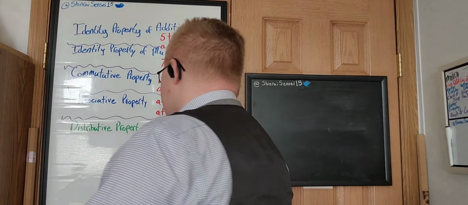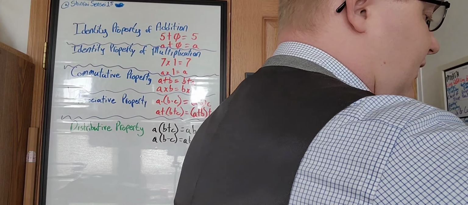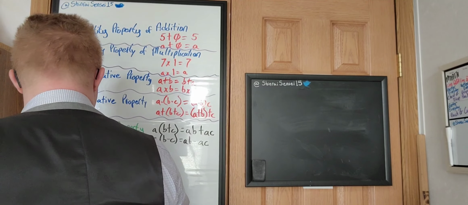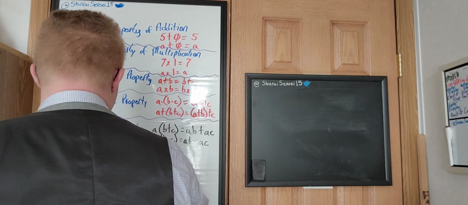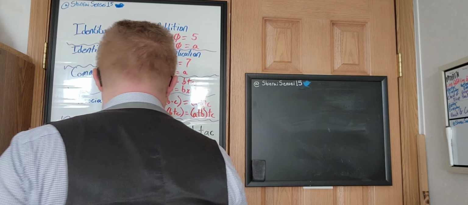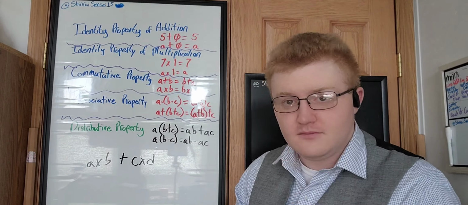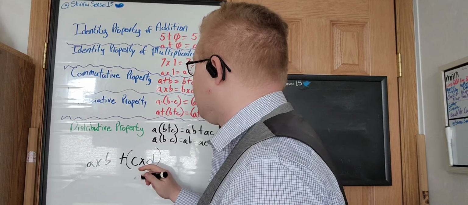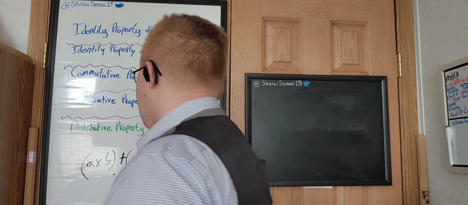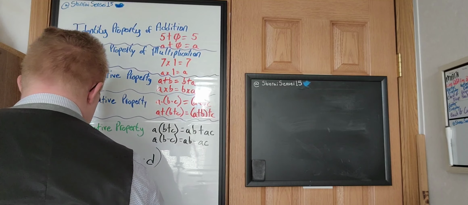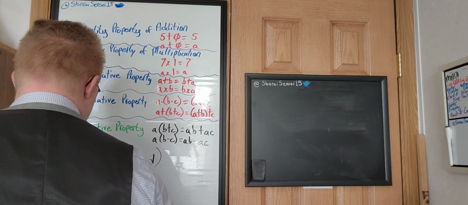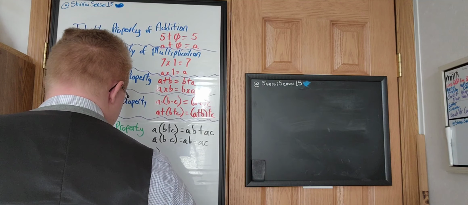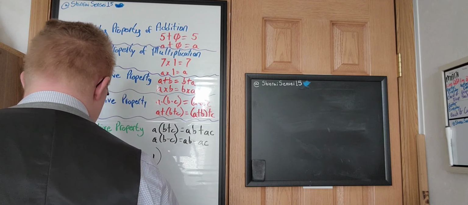Now, if I have an expression that is like A times B plus C times D, right? Well, the best way to visualize this would be to put these in parentheses. And now, I can use the commutative property within the parentheses. And I can use the commutative property on the parentheses themselves, too.